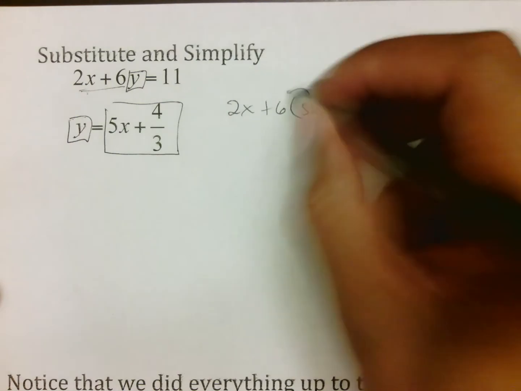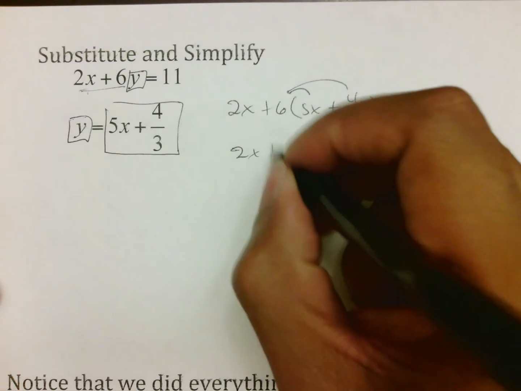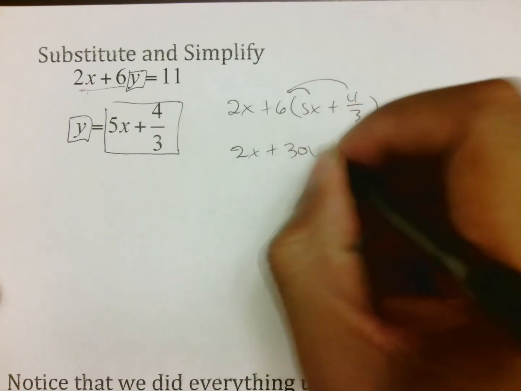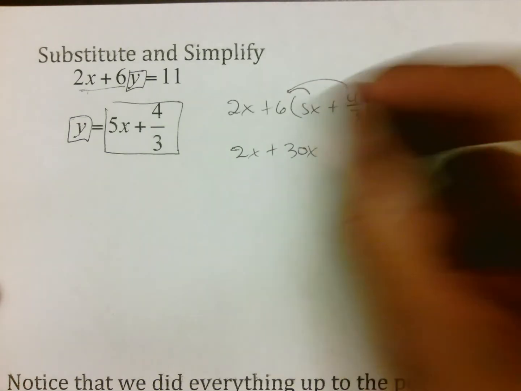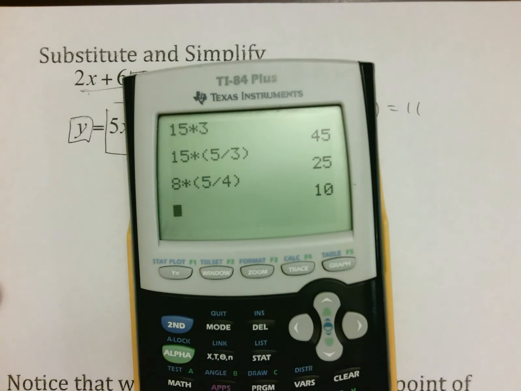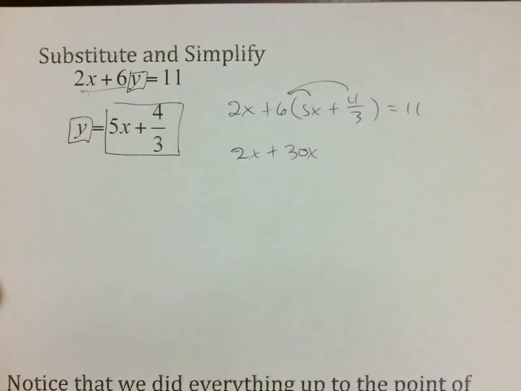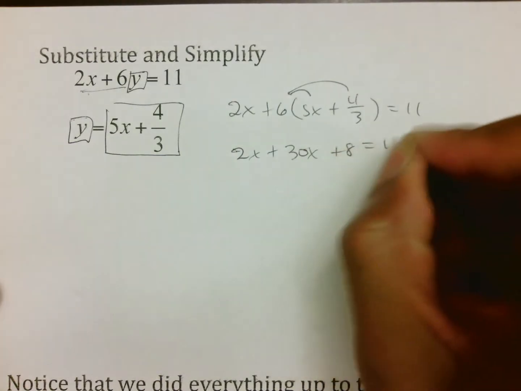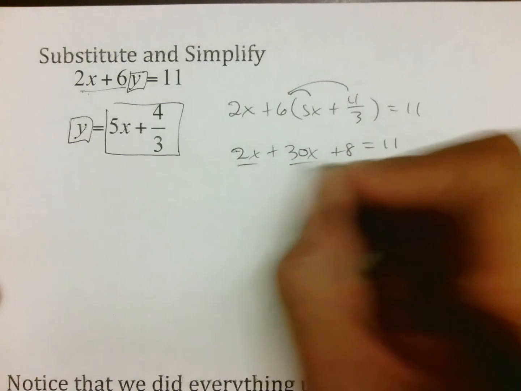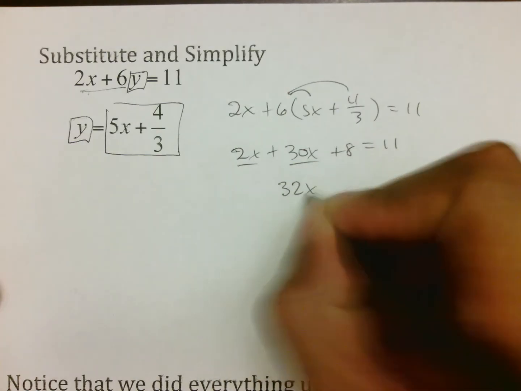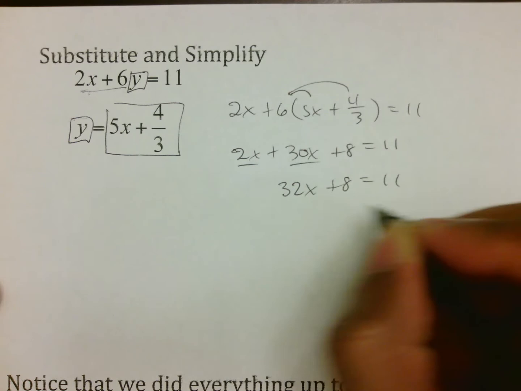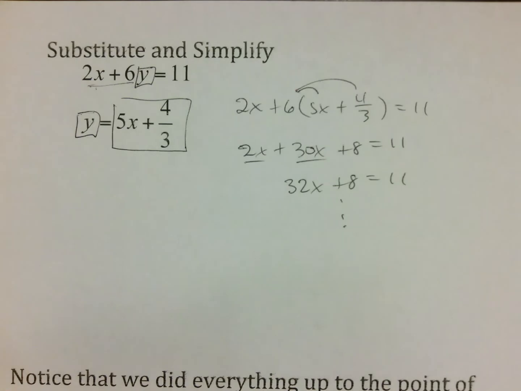So we now distribute my 6, so we end up with 2x plus, that makes 30x. And then 6 times 4/3, so again 6 times parentheses 4/3. Make sure you can see that for yourself. I'd say type some of these in for yourself to make sure they work. And I end up with 8 equals 11. And then of course I put my like terms together to get 32x plus 8 equals 11. The 3 dots mean we know what to do from there, which is to subtract the 8, divide by 32.